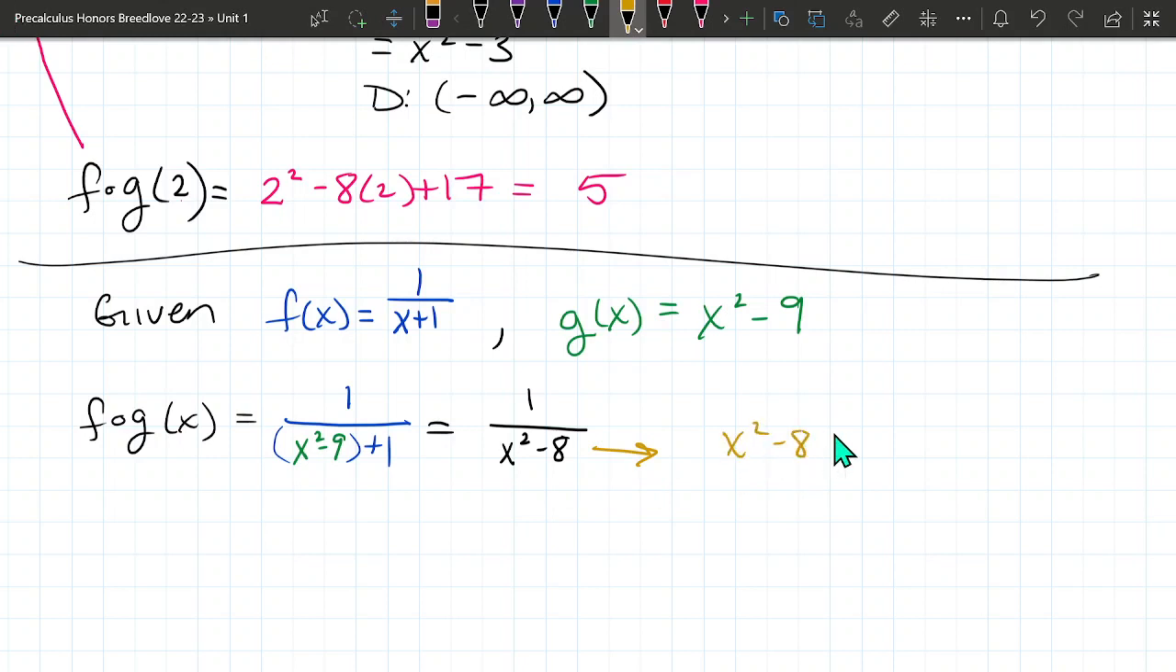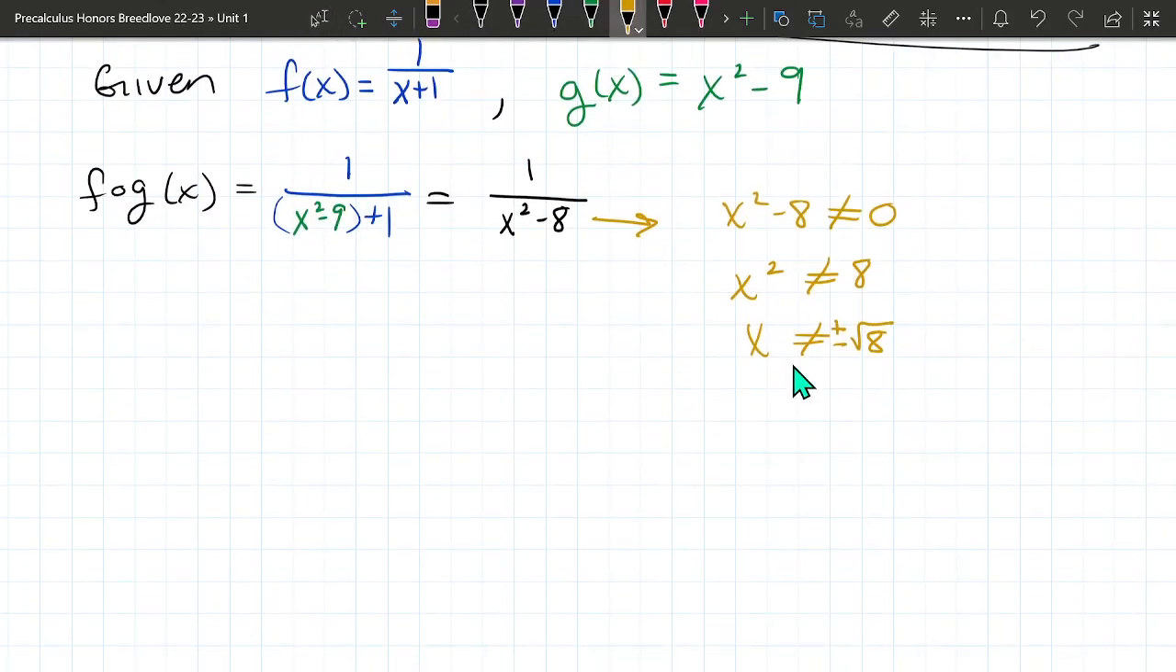So x squared minus 8 cannot equal 0. So that means that x squared cannot equal 8. So x cannot equal the square root of 8, plus or minus. So it can't be the positive one or the negative one. And square root of 8, we can simplify that. So x cannot equal plus or minus 2 square root 2. Since we have a positive and a negative, that means we're going to have 2 breaks in the domain, 2 unions when we write it.